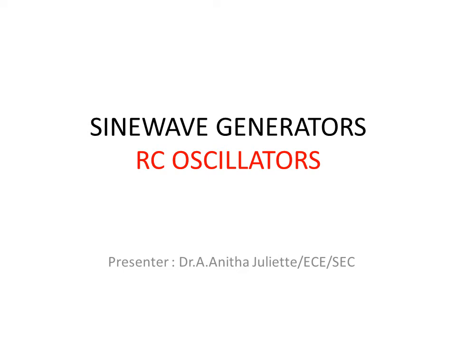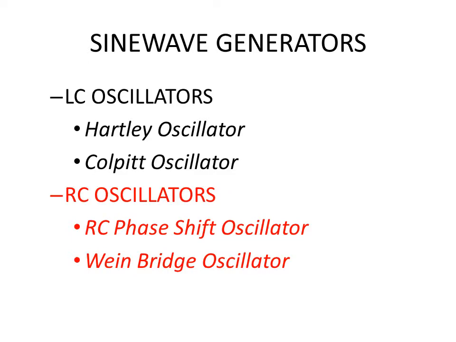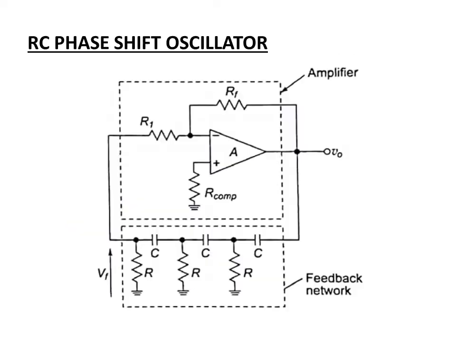Hello students, in the previous video we had seen about the LC oscillator, which was used to generate sine wave signals. Here we are going to see about RC oscillators, which are again used to generate sine wave signals. These RC oscillators are classified into two types: the RC phase shift oscillator and the Wien bridge oscillator.